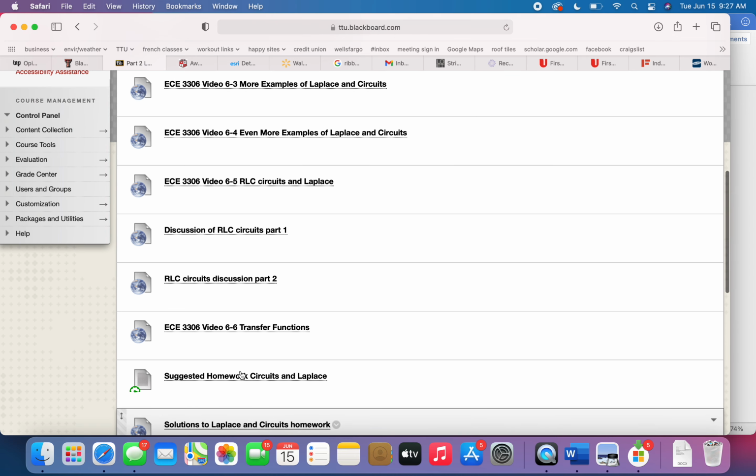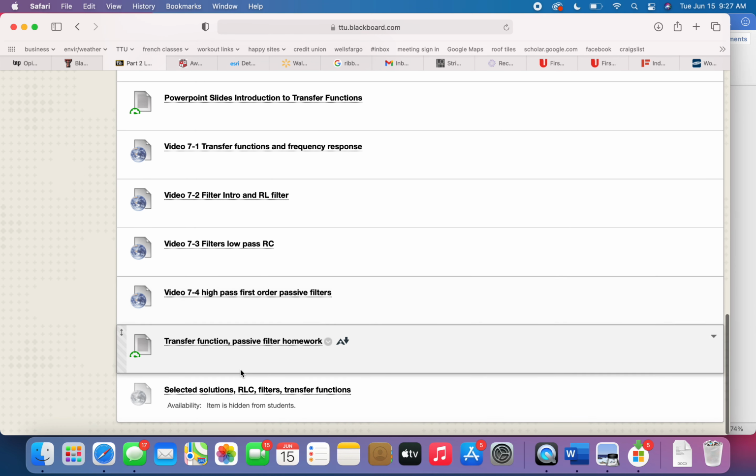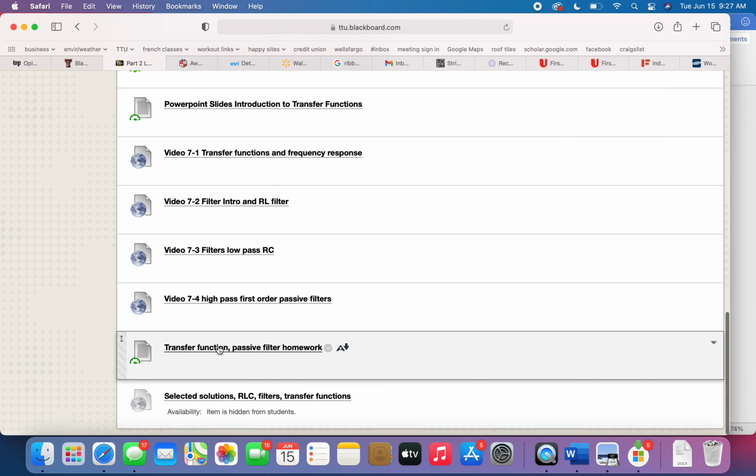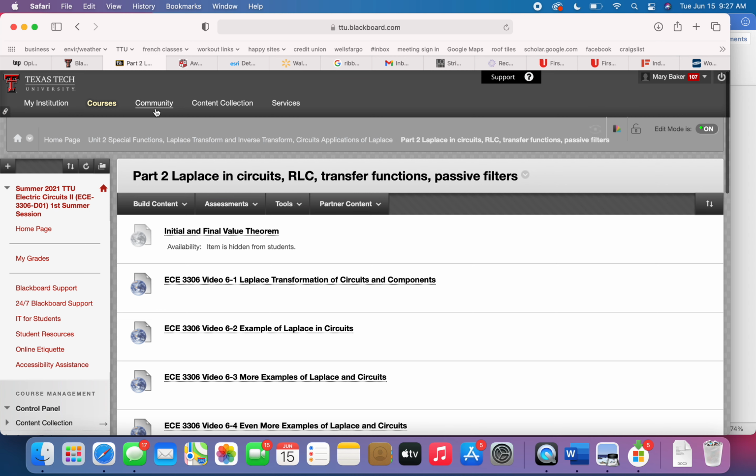So I do leave that for you, but I do show you how that is set up. Okay, so that is Unit 2. And it should be complete. I'm going to triple check just to be sure. Here's the transfer function and passive filter homework. I need to check this homework. I want to be sure that I have a MATLAB component, because there is some MATLAB work that you probably should do as a part of this unit. All right, so that's Unit 2.